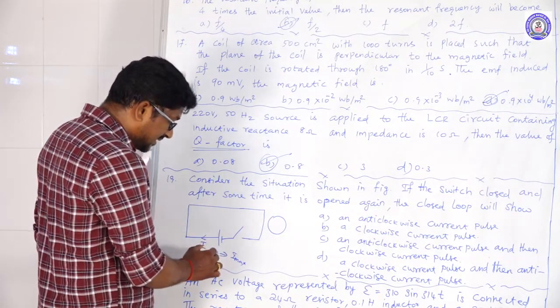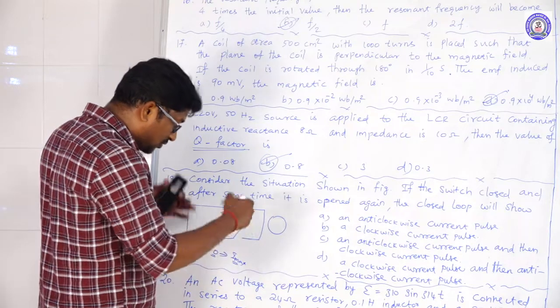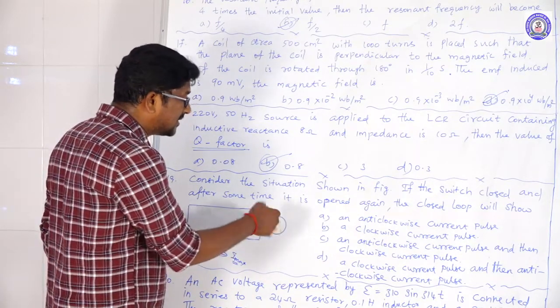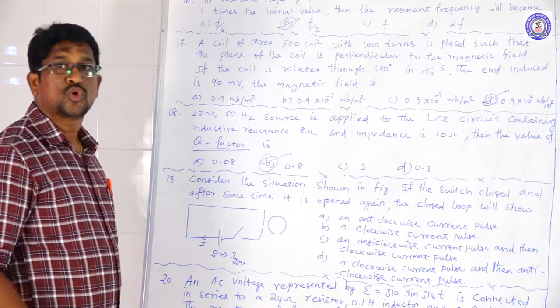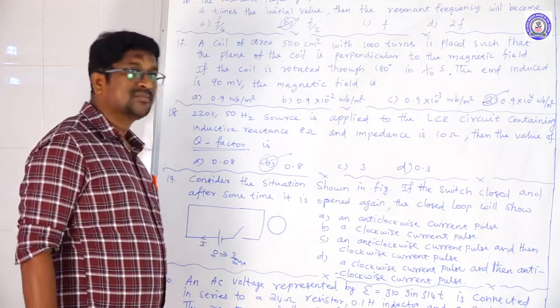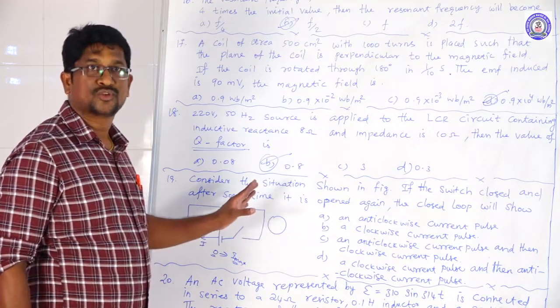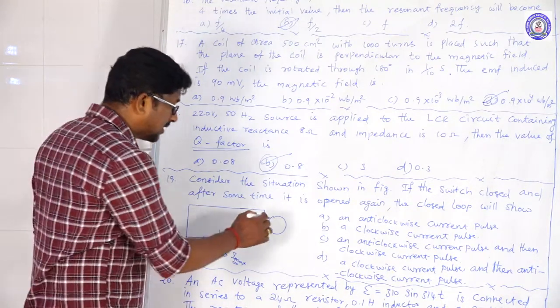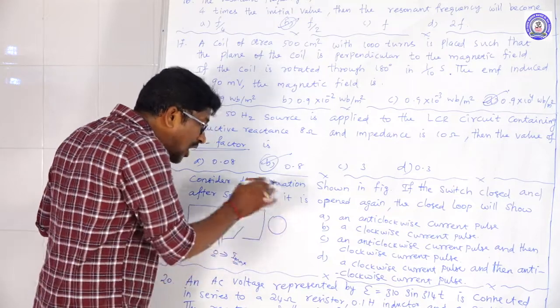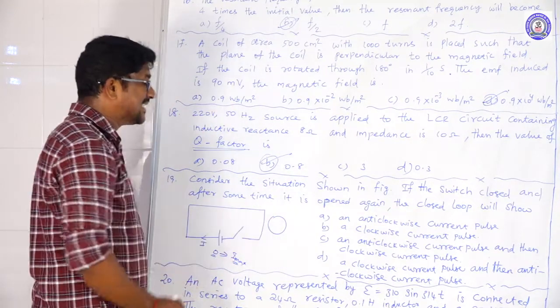So here the current changes from 0 to maximum. That is why the magnetic field linked with the closed loop also changes from 0 to maximum. So there is a change in magnetic flux which is linked with the loop. So an induced current is produced in the loop. The induced current always opposes the increasing magnetic field.